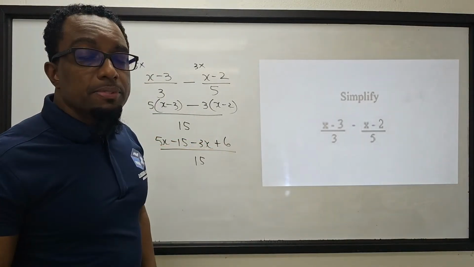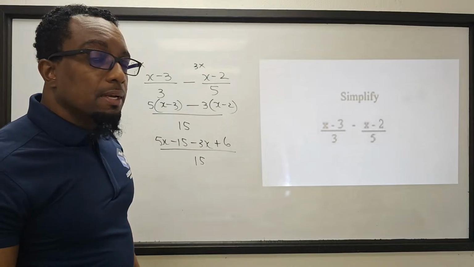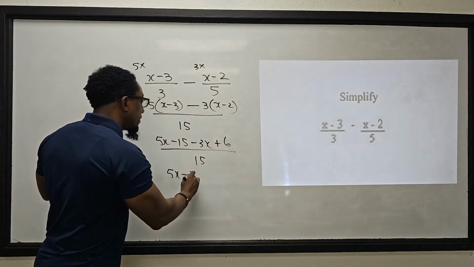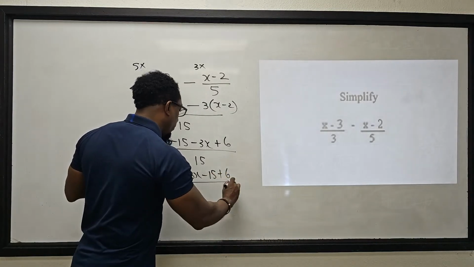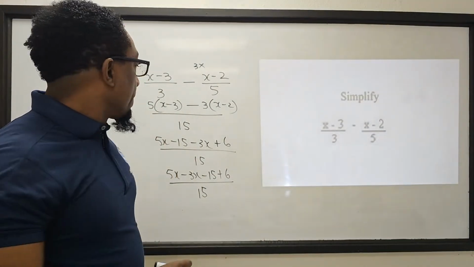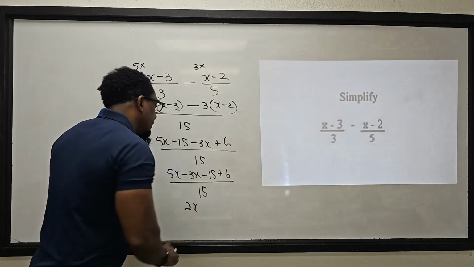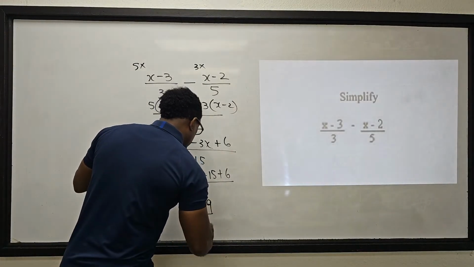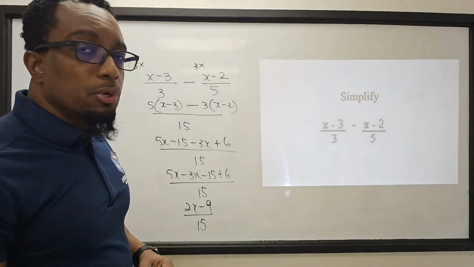In my numerator, I'm seeing like terms, so we can rearrange the terms in the numerator of this algebraic fraction, and this will become 5x, subtract 3x, and we have negative 15 plus 6, all over 15. Again, maintaining your LCM throughout each step. 5x subtract 3x will be 2x, and negative 15 plus 6 will give me negative 9 all over 15. And at this point, nothing else can be done, so that remains as your answer.